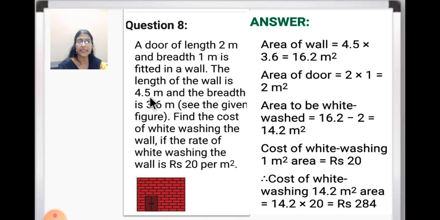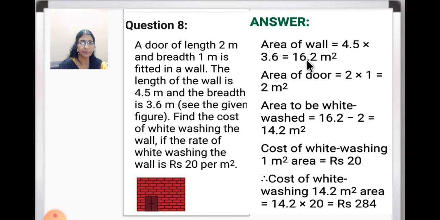Area of the wall, you can see here, length and breadth is given. Length is 4.5 and breadth is given as 3.6 meter. So we'll multiply these two numbers. You know how to multiply decimal numbers. So first we will multiply ignoring the decimal point, and after multiplication you will put the decimal point.